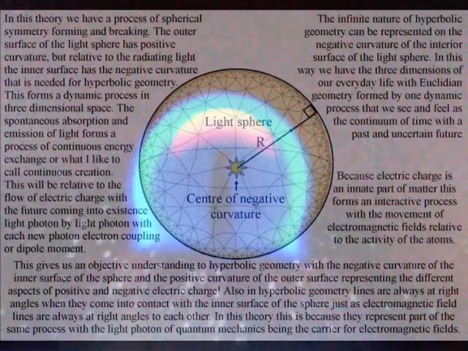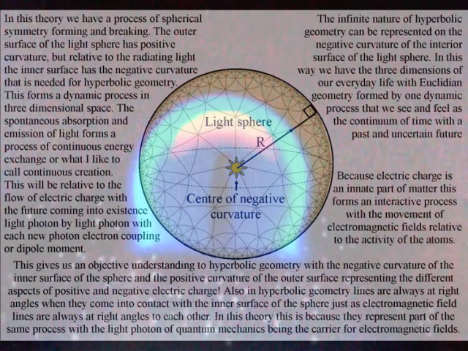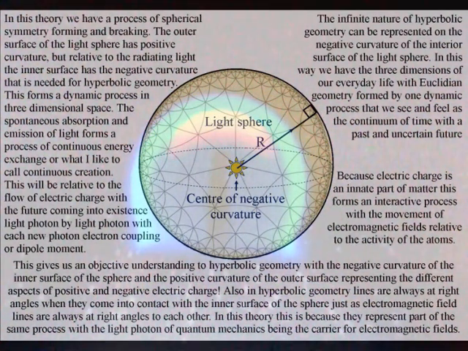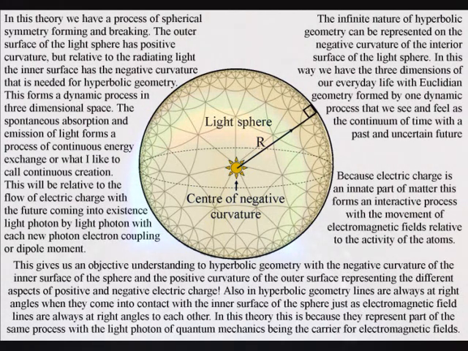The outer surface of the sphere has positive curvature, but relative to the radiating light of the candle flame, the inner surface has the negative curvature that is needed for hyperbolic geometry. This forms a dynamic process in three-dimensional space. Instead of a boundary circle, we have a boundary sphere. The infinite nature of hyperbolic geometry can be represented on the negative curvature of the interior surface of the light sphere.